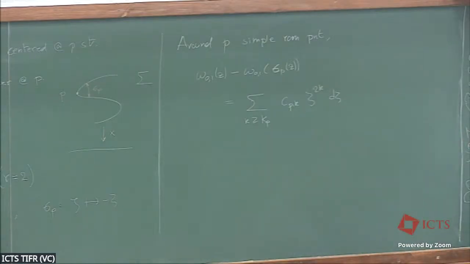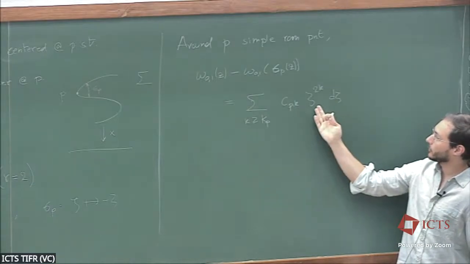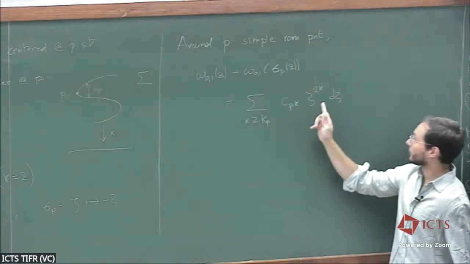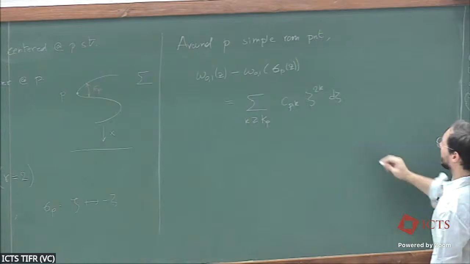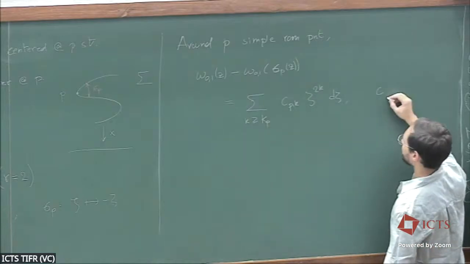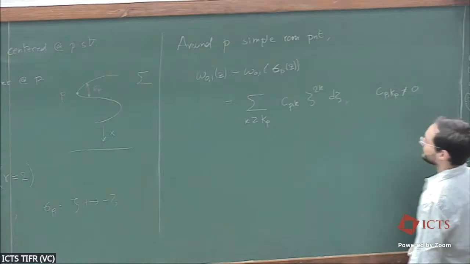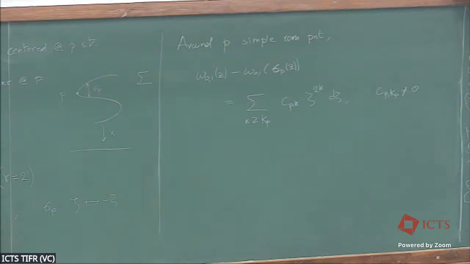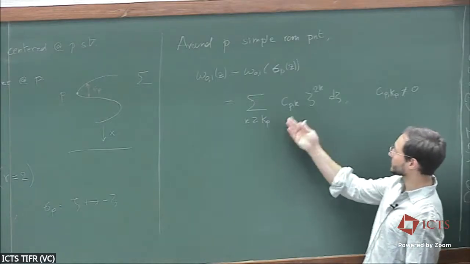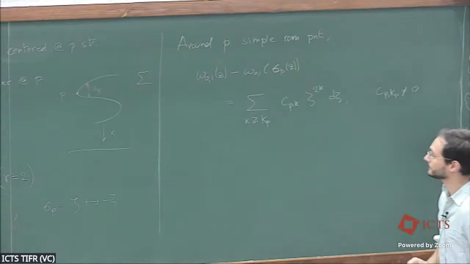Okay. So here I'm just taking the Laurent expansion around P in the local coordinate zeta. And because I'm taking this specific combination, I only have positive powers. And here I'm setting up everything so that the coefficient, this Cp Kp, is different from 0. Okay. And this is the only thing that matters. So what matters here is this Kp, which is just the order of vanishing of this combination at P.